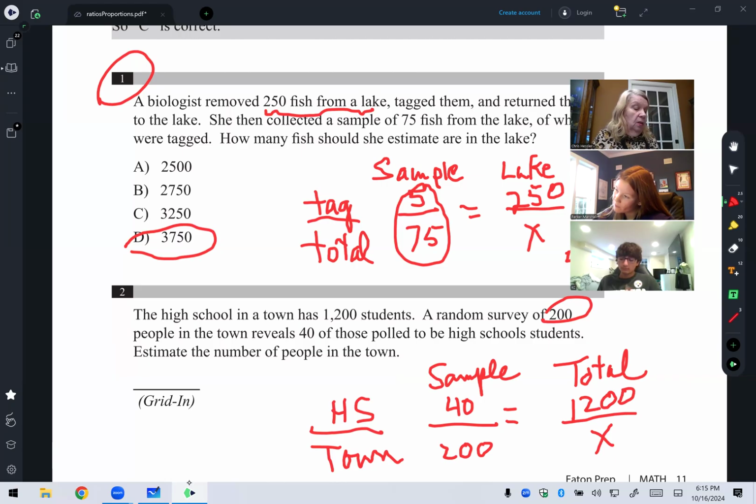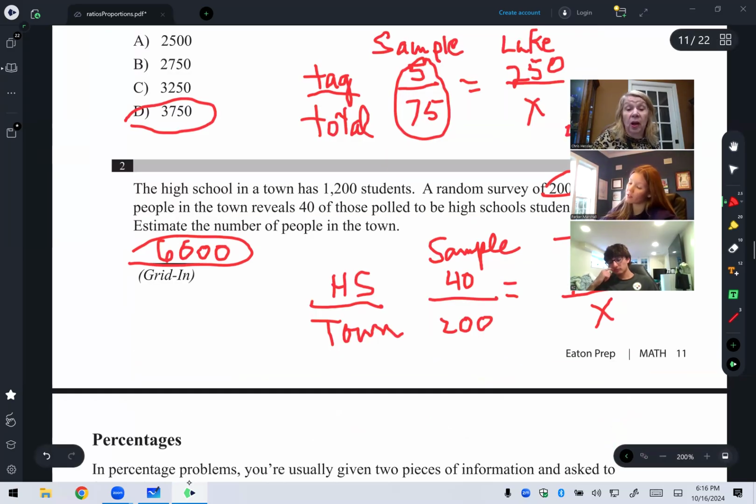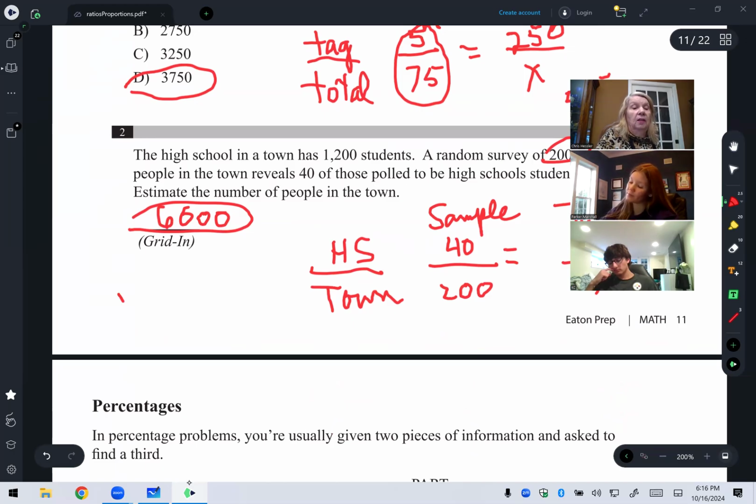So I'll let you cross multiply and see if you get the answer. I don't know what kind of proportion and percent you're going to get. So just cross multiply that. And you should get 6,000. Is that right? Did you get 6,000 people in the town? Good. And that makes sense because it looks like it's 2/5 of the town are high school kids. Okay. Done with ratios. Hallelujah. That's good.